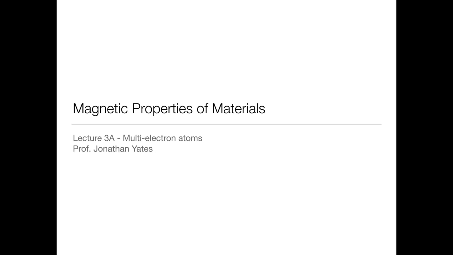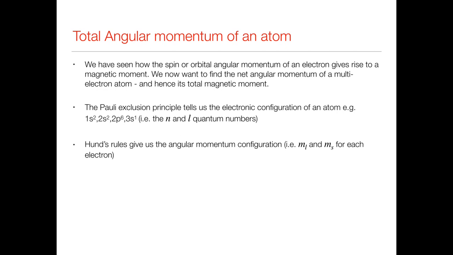So we're going to begin the third lecture by looking at multi-electron atoms. We've seen how the spin or the orbital angular momentum of an electron gives rise to a magnetic moment. We've done this for the hydrogen atom and just a single electron. Now, of course, that's not particularly applicable to materials. We want to be able to look at multi-electron atoms and find their total angular momentum.